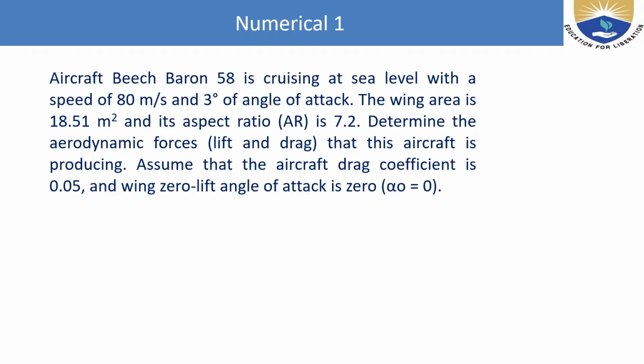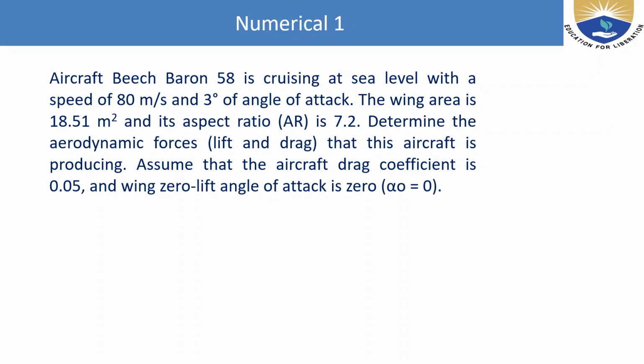In numerical one, the first problem is: aircraft Beech Baron 58 is cruising at sea level with a speed of 80 meter per second at 3° angle of attack. The wing area is 18.51 meter square and its aspect ratio is 7.2. Determine the aerodynamic forces, lift and drag. Assume that the aircraft drag coefficient is 0.05 and the wing zero lift angle of attack, alpha 0, is equal to 0.